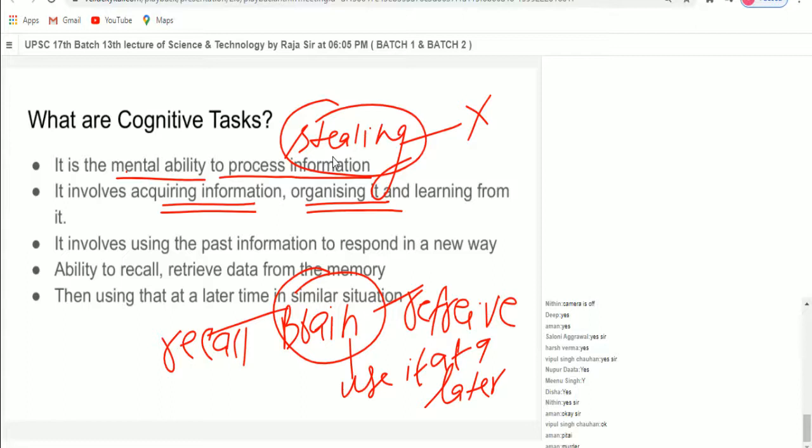And learning from past experiences. So these are all cognitive tasks. Using the past information, learning from past experiences, and responding to situations in new ways.